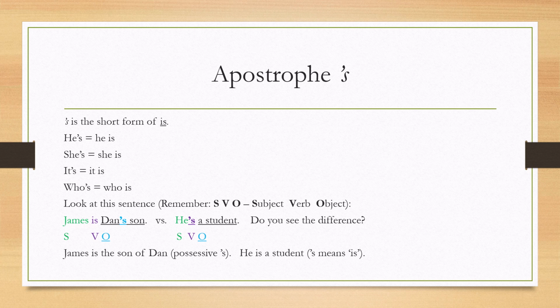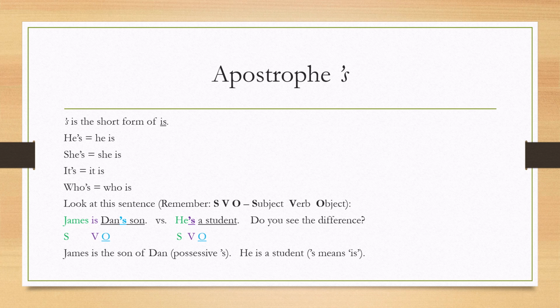Now, let's look at the apostrophe s. Apostrophe s is also the short form of the verb is. For example, if I say he's, it means he is. He, subject pronoun, is our verb. She's equals she is. It's equals it is. Whose equals who is.